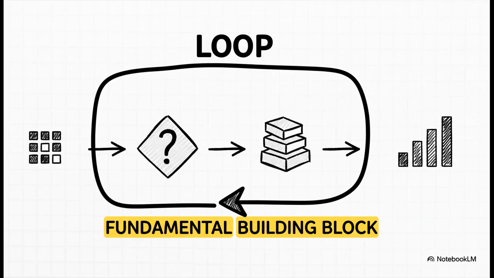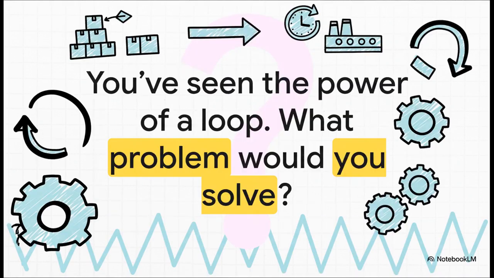So let's just step back for a second and look at the journey we just took. We started with something that could just print a simple table. Then we gave it a brain to make decisions. Then we taught it how to remember and build things. And we put it all together to create a smart data analyzer. And the engine that drove all of that? Yep, the humble loop. At the end of the day, a loop is the heart of automation.